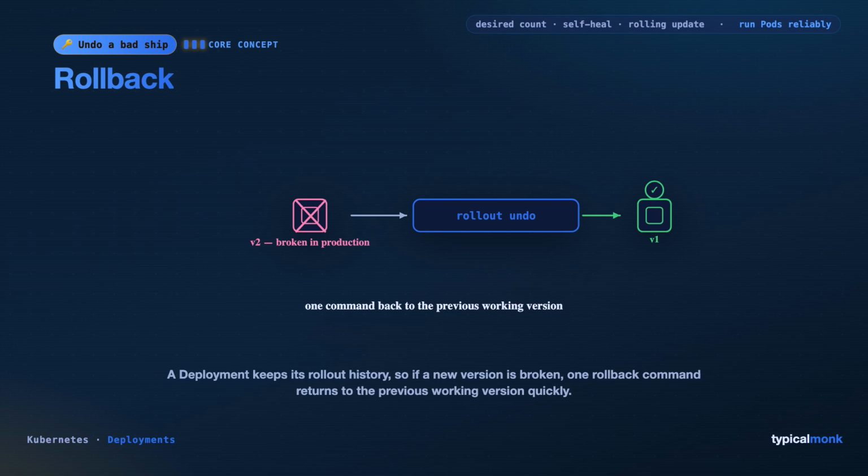So the takeaway? A deployment remembers its rollout history. So if a new version is broken in production, one rollback command performs a reverse rolling update to the previous known good version with no downtime, turning a potential crisis into a quick, controlled recovery and making frequent updates safe, because any bad release can be undone instantly.